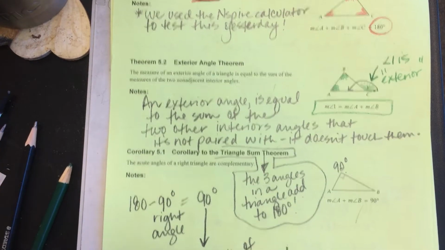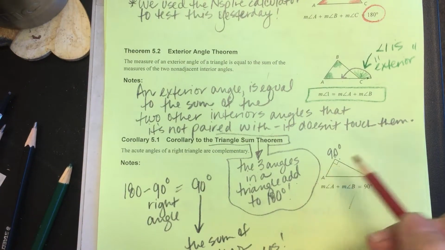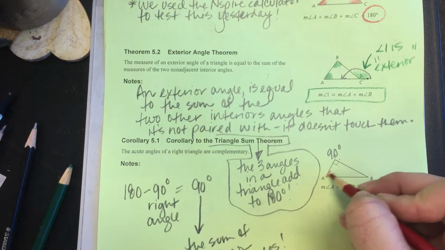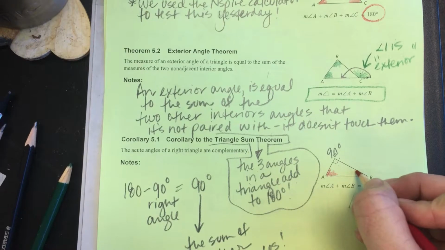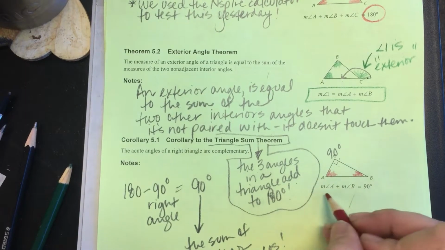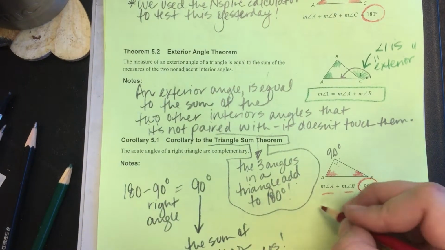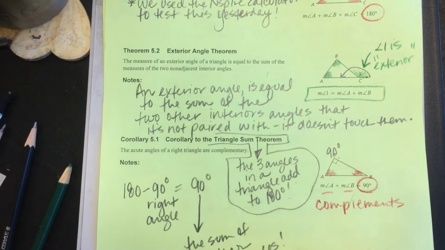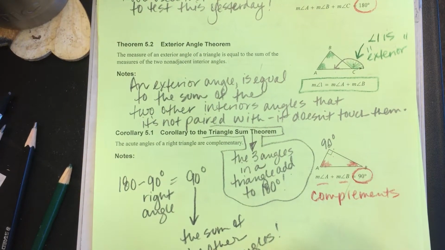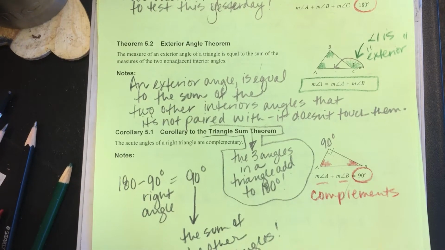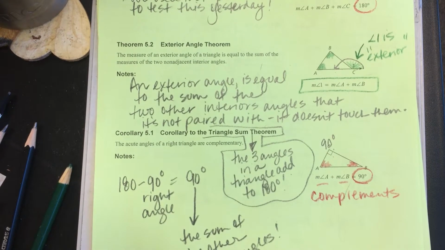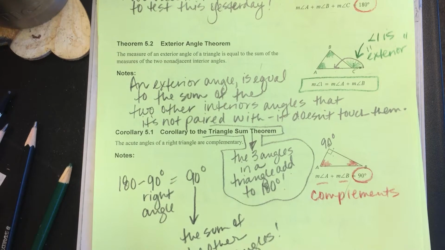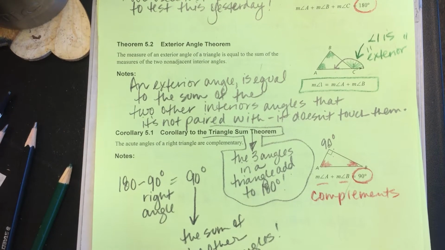I'm going to use my interior color. If one angle is marked 90, the other two add to the other 90 degrees. Those two together give me 90, and don't forget that that's called complements. If one angle in a triangle is right, the other two angles will be complements of each other.